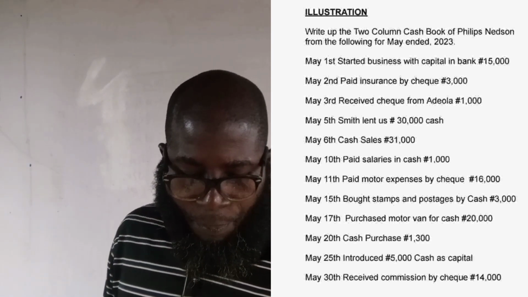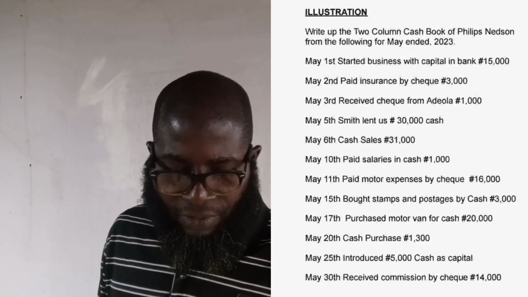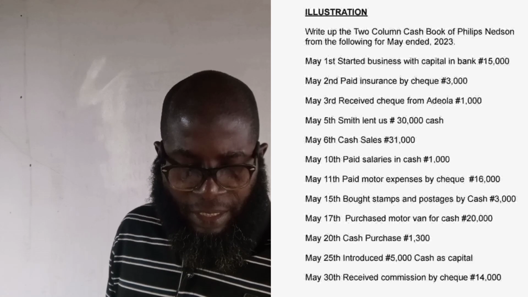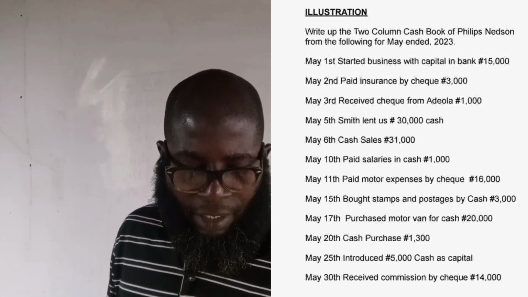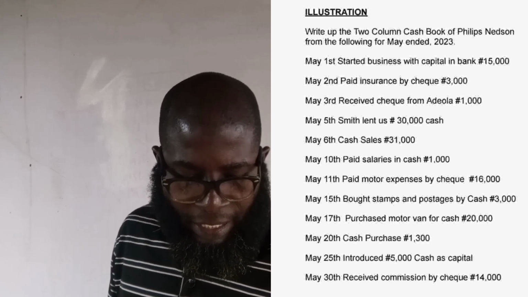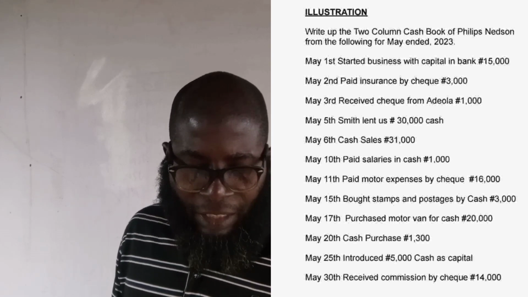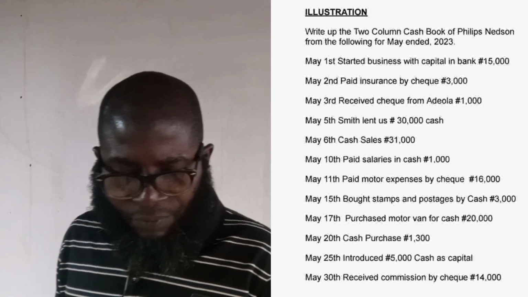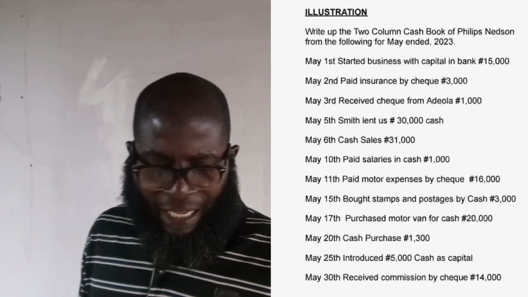May 11th, paid motor expenses by check 16,000 naira. May 15, bought stamp and postages by cash 3,000 naira. May 17, purchased motor van for cash 20,000 naira. May 20th, cash purchases 1,300 naira. May 25th, introduced 5,000 naira cash as capital. May 30th, received commission by check 4,000 naira. Now we are going to prepare the double column cash book.